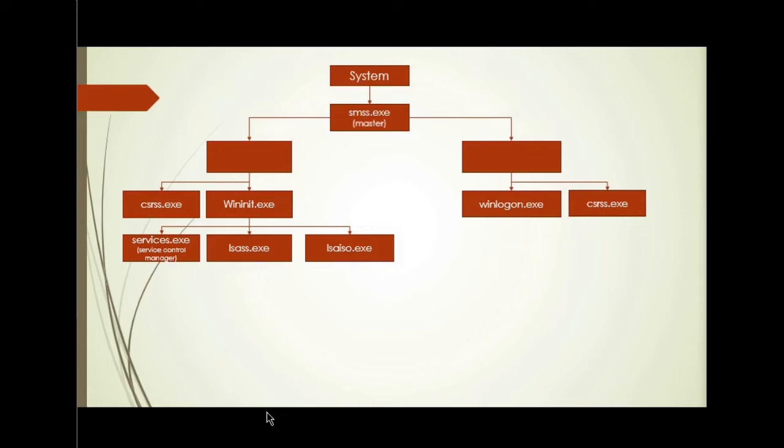Now what is normal for services.exe? Services.exe will always run in session 0. Its image path will be %SystemRoot%\System32\services.exe. The user account associated with it will be NT AUTHORITY\SYSTEM. The parent process will be wininit.exe and the number of running instances will always be 1, and that too in session 0.